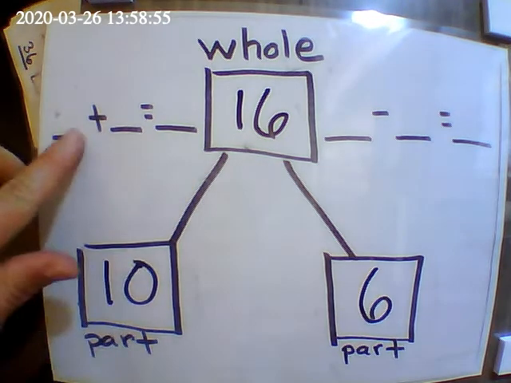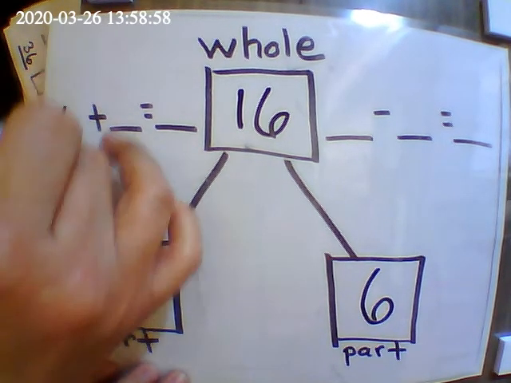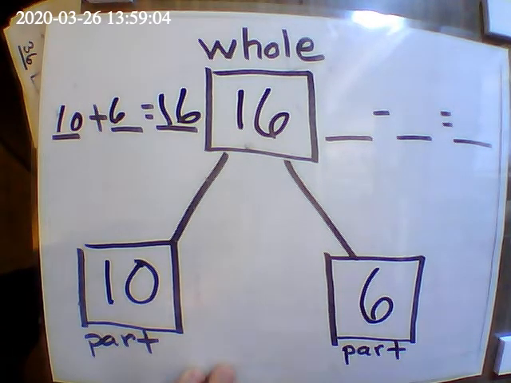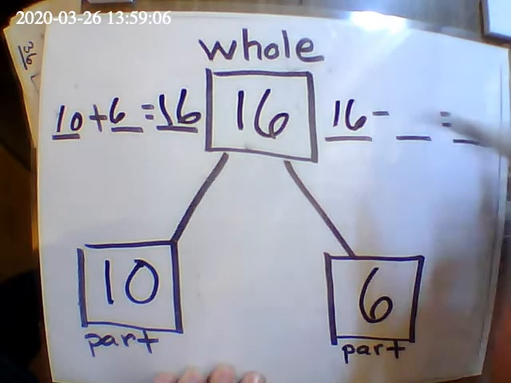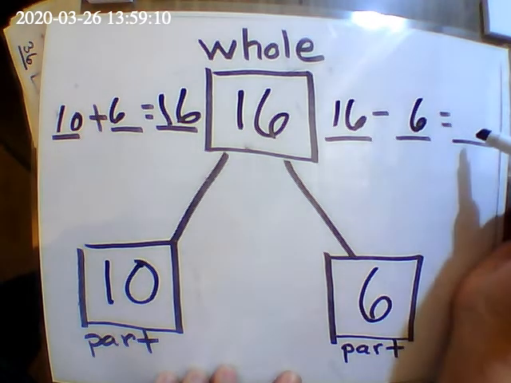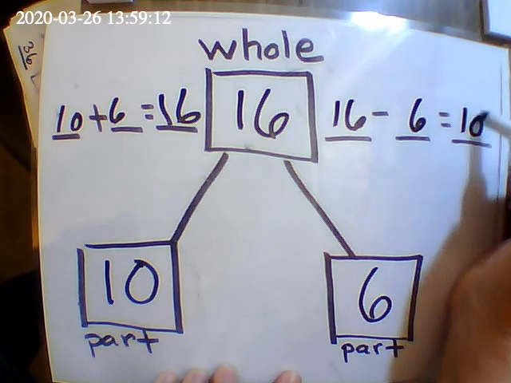So with the adding, let's first start with the parts. 10 plus 6 equals 16. Then for subtraction, we start with the whole, which is 16, minus, I'm going to minus the 6, equals 10.